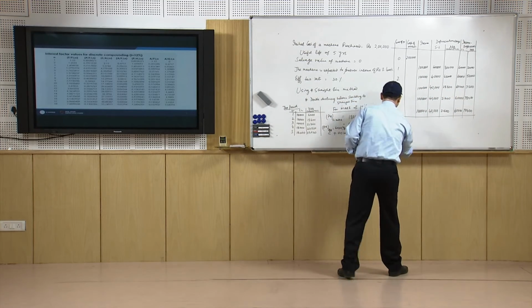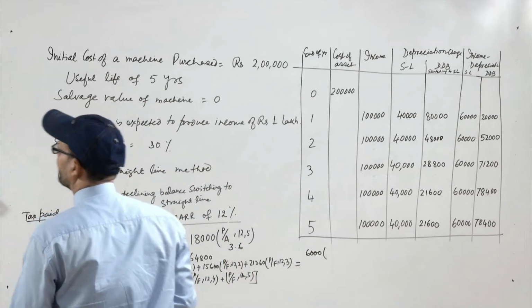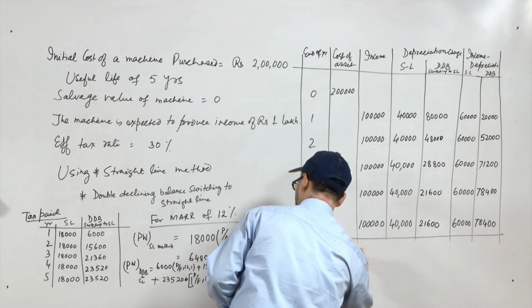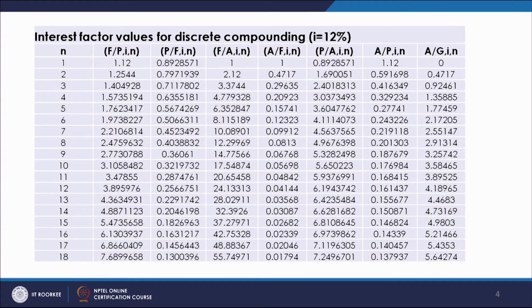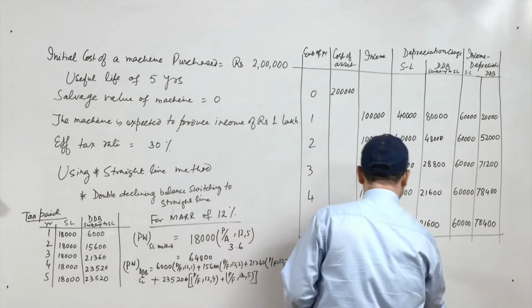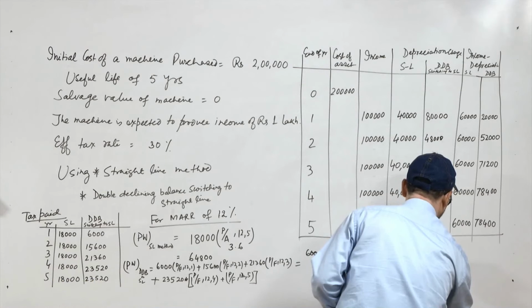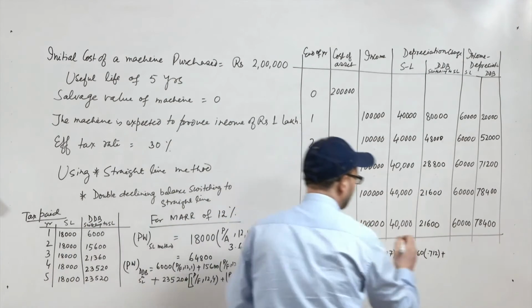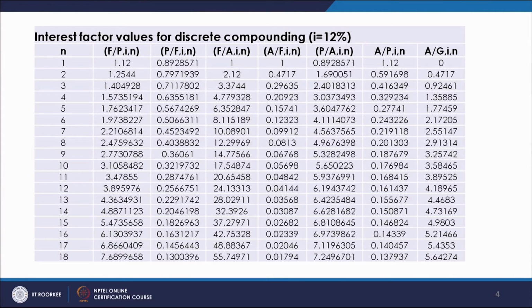Now, if we compute these values, 6,000 multiplied by 0.893, plus 15,600 multiplied by P by F 12.2, so it will be 0.797, plus 21,360 multiplied by 0.712, plus 23,520 multiplied by 0.635 plus 0.567.